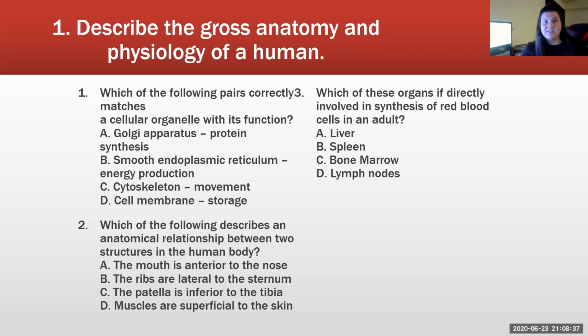Anyway, moving on. Which of these organs is directly involved in the synthesis of red blood cells in an adult? Liver, spleen, bone marrow, lymph nodes.